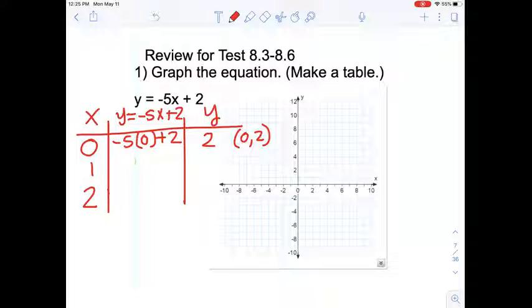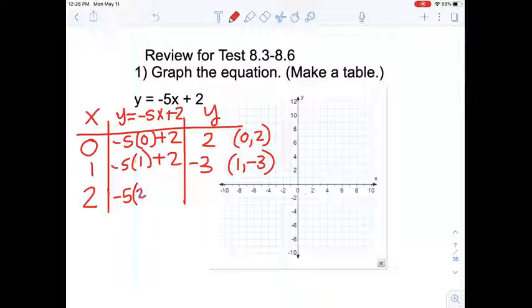And then for the second one, I'm going to plug a 1 in for x and solve for y. So this becomes negative 5 times 1 plus 2. Negative 5 times 1 is negative 5, plus 2 is negative 3. And then again, writing that as an ordered pair, we have 1, negative 3.